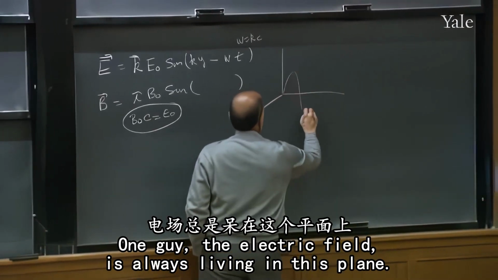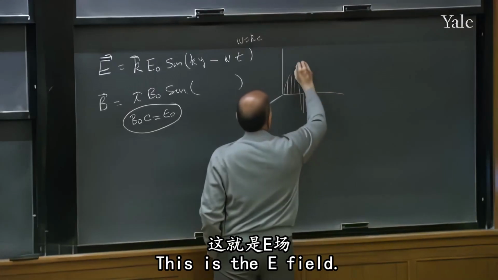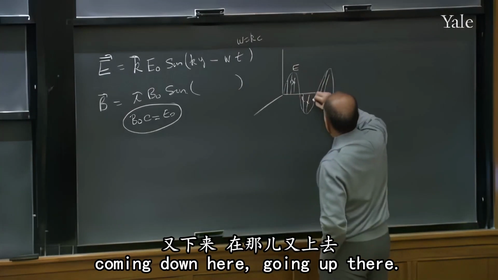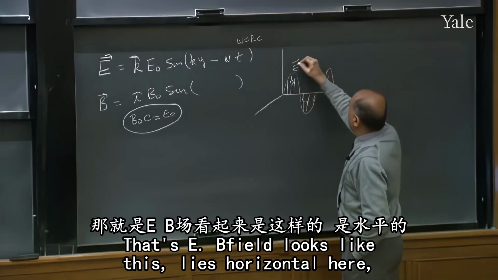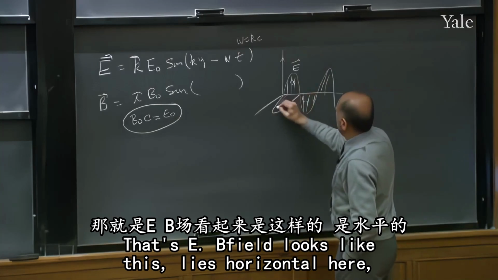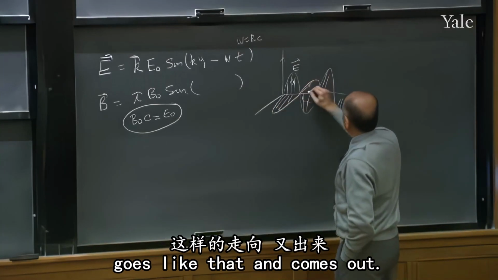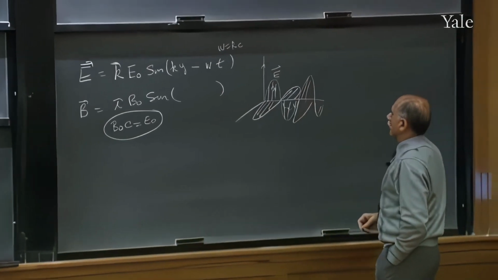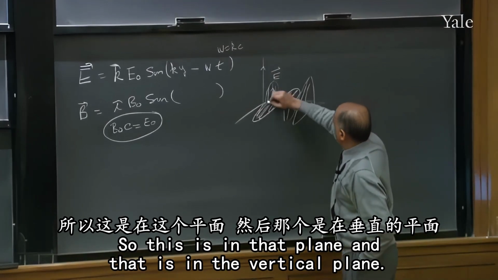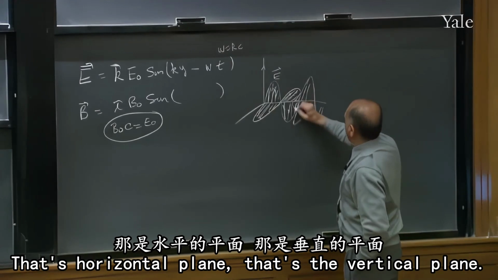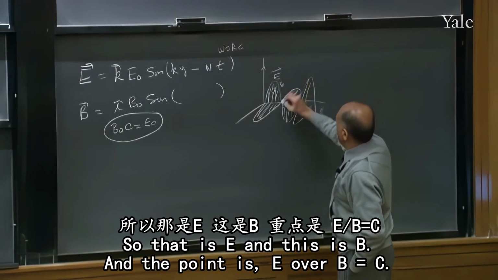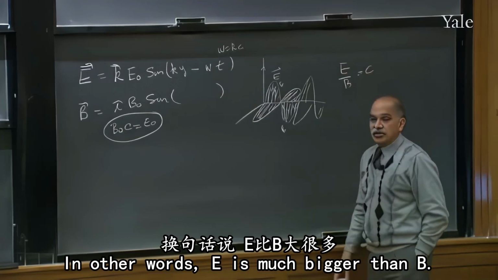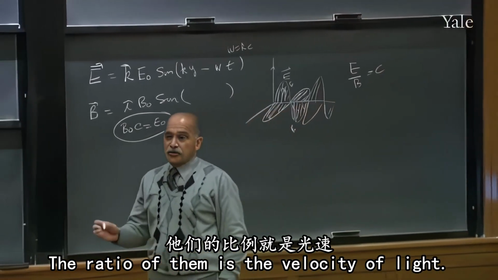One guy, the electric field, is always living in this plane. This is the E field. At one instant, if you take a snapshot, that's what it'll be doing. Going up there, coming down here, going up there. That's E. B field looks like this. Lies horizontal here, goes like that, and comes out. So this is in that plane, and that is in the vertical plane. That's the horizontal plane, that's the vertical plane. So that is E, and this is B. And the point is E over B is equal to c. In other words, E is much bigger than B. And the ratio of them is the velocity of light.